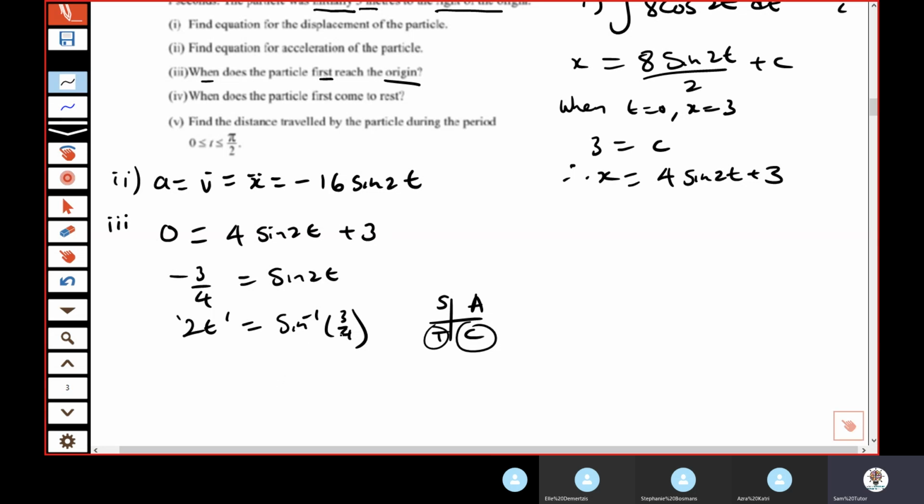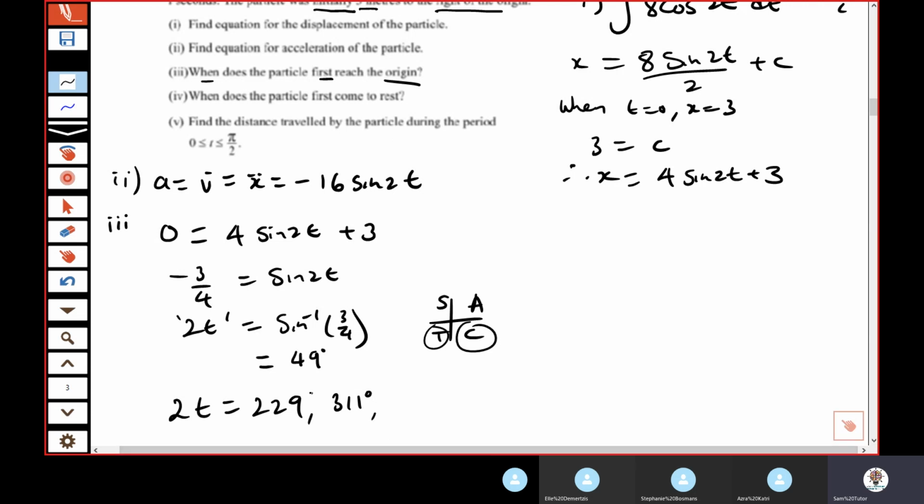All right, so inverse sine 3/4 is 49 degrees, we'll just round it up. But that's not the answer we want. We want this answer: 180 plus 49, and 360 minus 49, which is 311 degrees. And it just says first reach the origin.